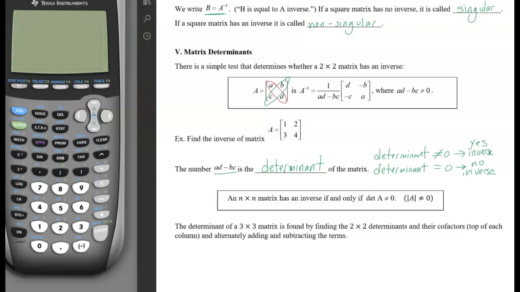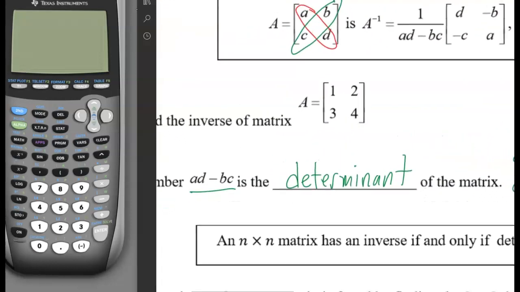So let's go ahead and in this matrix A, let's find the determinant. I'm going to do 1 times 4, and I get 4, minus 2 times 3, and I get 6. So my determinant here is -2. So will there be an inverse? Yes, because my determinant is not equal to 0. So yes, there will be an inverse.